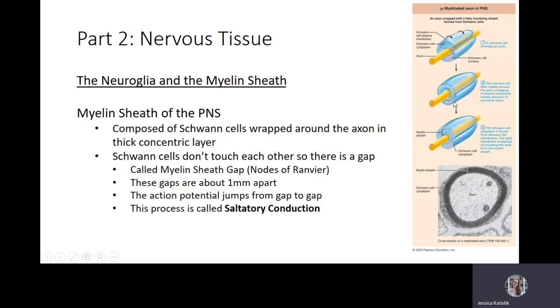It will continue wrapping around in concentric rings, almost like rolling a tube inside of a carpet or something like that. And when it does this, a lot of the cytoplasm and organelles will actually get squeezed out. And so we'll just be left with concentric rings of plasma membrane surrounding the axon. This will form the myelin sheath, and this creates a really good insulator within this area.